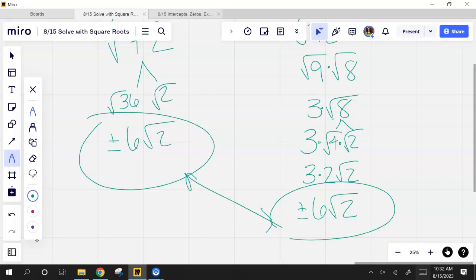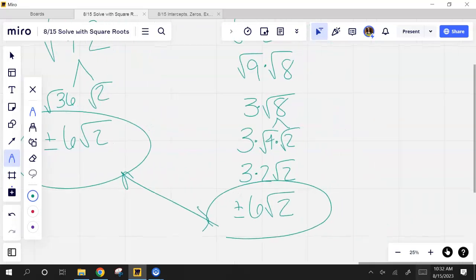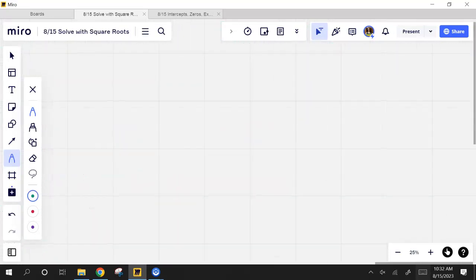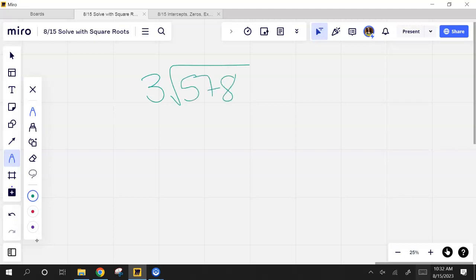Let me give you one more. You try this one. Yeah, it's not completely simplified. All right, try that one. Simplify the radical. Oh, it's 5, 7, 8.